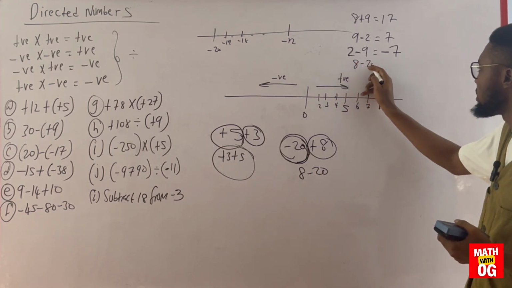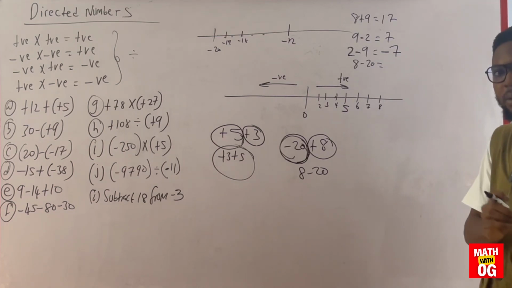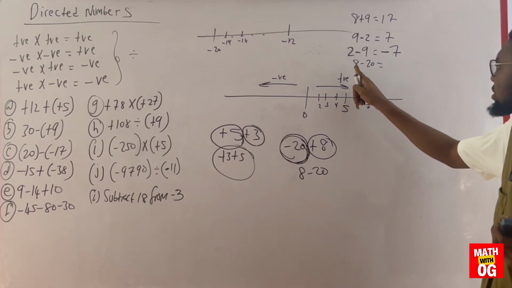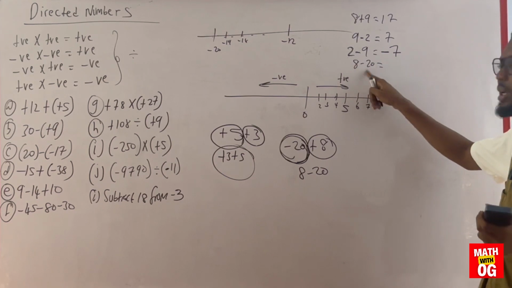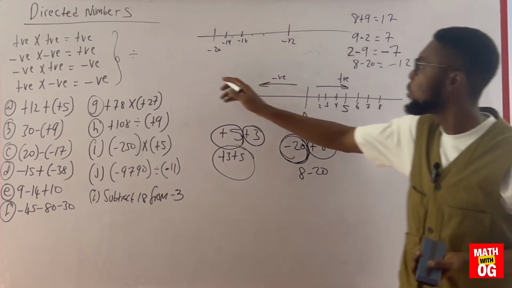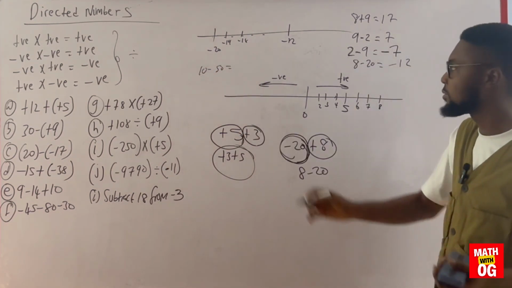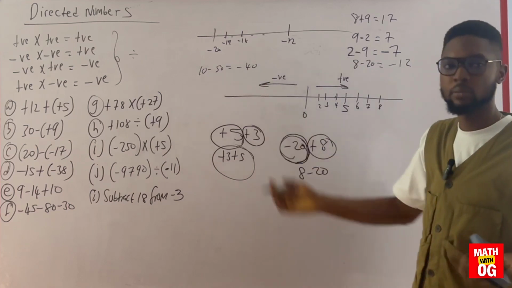Same thing is happening here. 8 minus 20. Assume that you are looking for 20 minus 8. What is 20 minus 8? 12. Because the smaller number is coming before the bigger number, my answer will be minus what? 12. As simple as that. What is 10 minus 50? 50 minus 10 is 40. So 10 minus 50 should be minus 40.